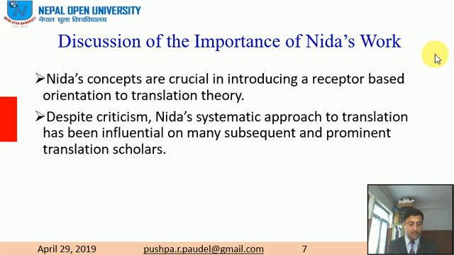His introductions of the concepts of formal and dynamic equivalence were crucial in introducing a receptor-based orientation to translation theory. However, both the principle of equivalent effect and the concept of equivalence have come to be heavily criticized for a number of reasons. Van den Broek and Larousse consider equivalent effect or response to be impossible. Also, it was debatable whether a translator follows these procedures in practice.